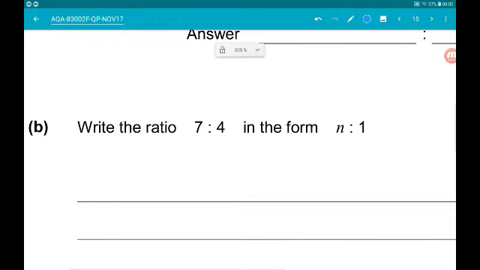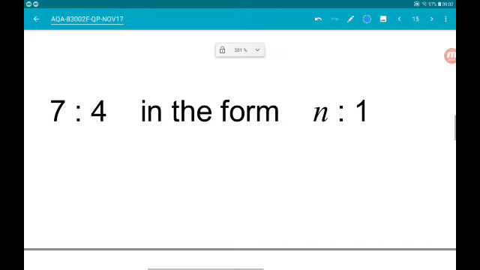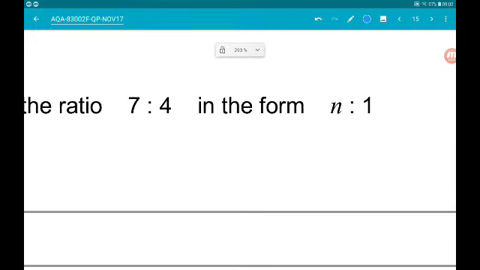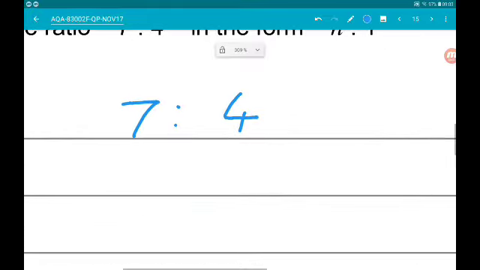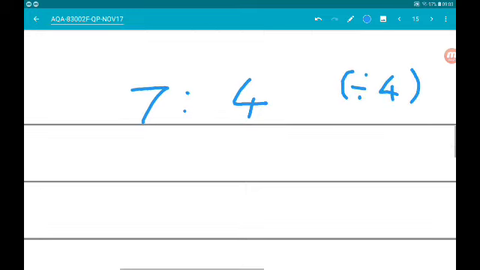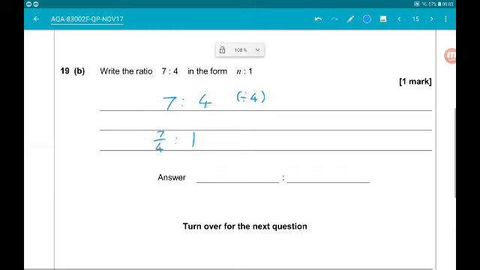Part B wants us to write the ratio 7 to 4 in the form n to 1. So all that means is that we want the right hand side of this ratio to be 1. So how do we turn 4 into 1? We divide it by 4. So we have to do that to both sides. So we get 7/4 to 1. Cool.